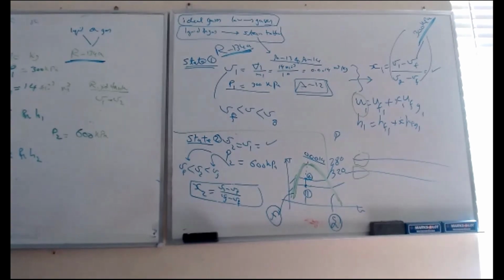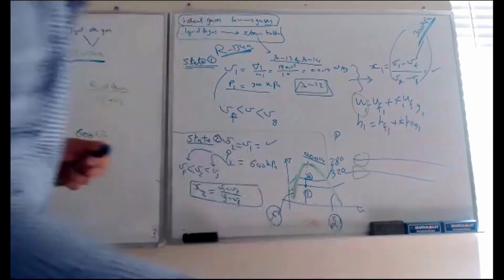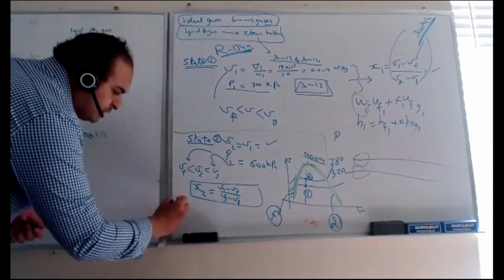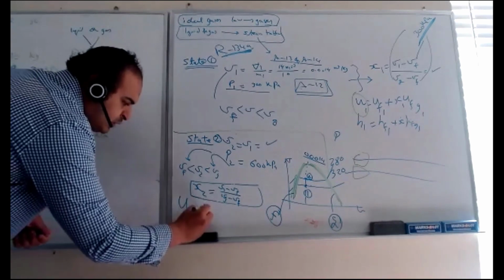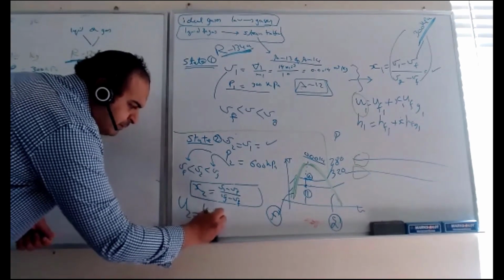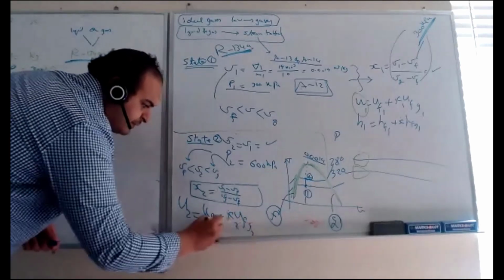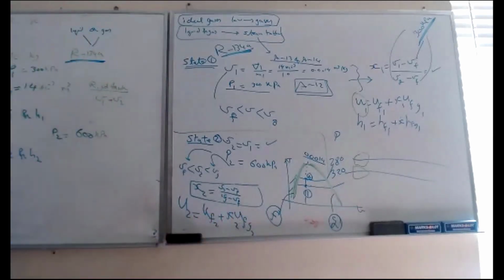We can now determine what? U2, H2, anything at state 2. Let's say, for example, U2. U2 is Uf plus X Ufg. But everything here is at state 2, at pressure 600 and quality X2.